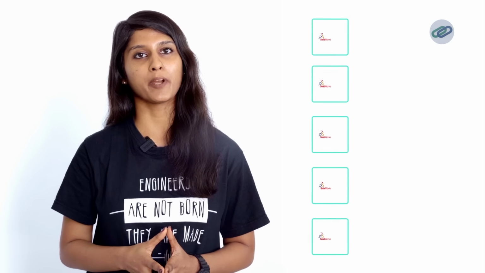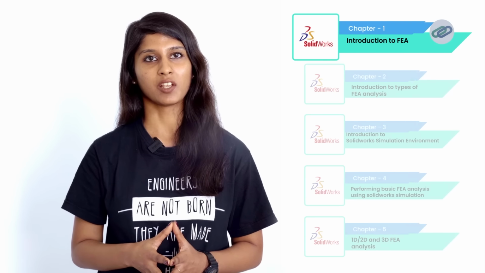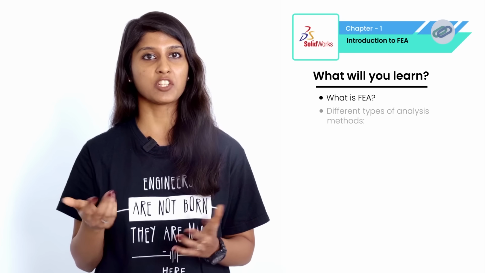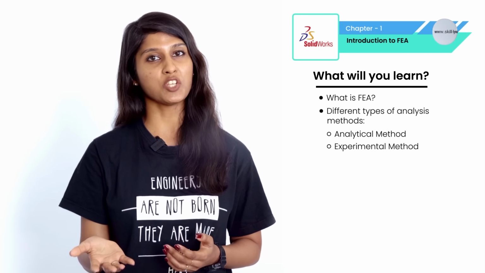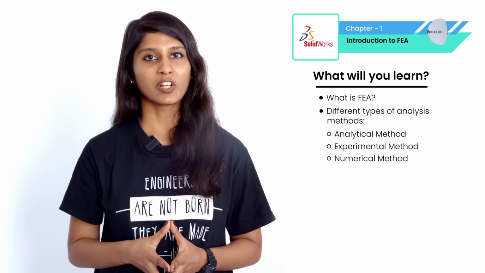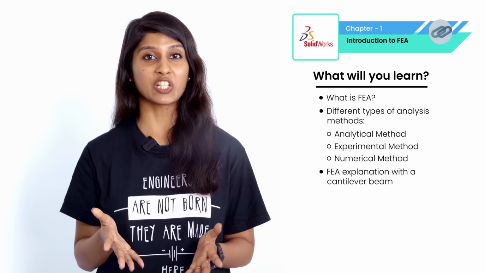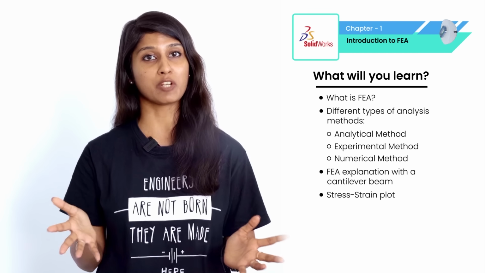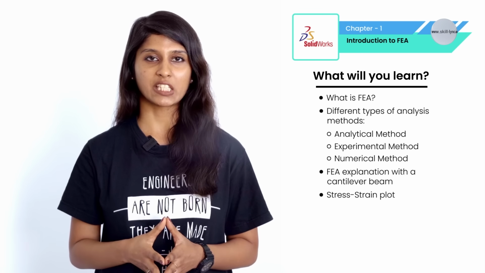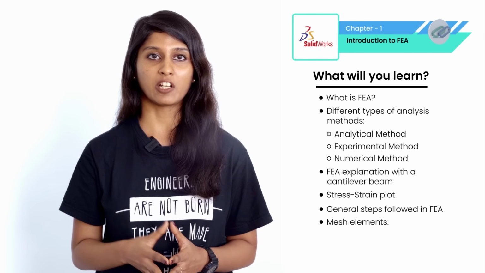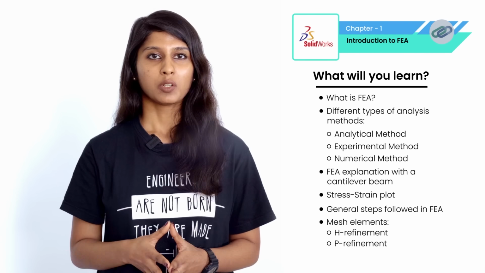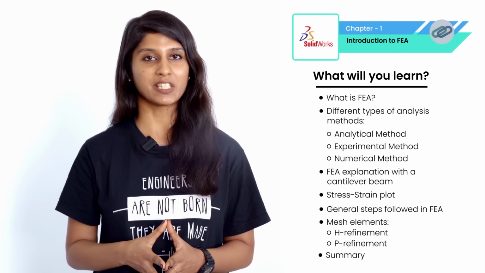Here's a brief overview of what we'll cover in this training video. In the first chapter, we'll start by understanding the basics of FEA. We'll cover what FEA is and the different types of analysis methods, including analytical, experimental, and numerical methods. You'll learn how to perform FEA using a cantilever beam example and review stress-strain plots. We will then discuss the general steps followed in FEA and dive into mesh elements, focusing on H refinement and P refinement. We'll summarize the key points to wrap up this section as well.